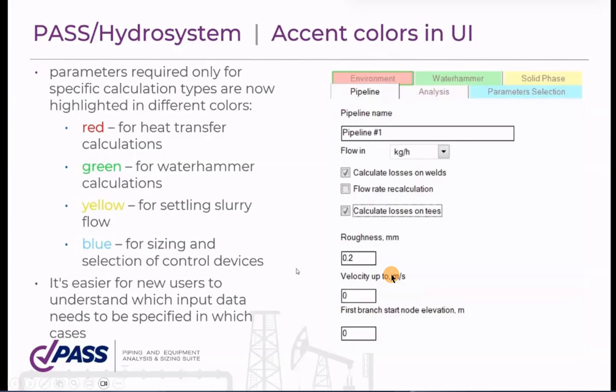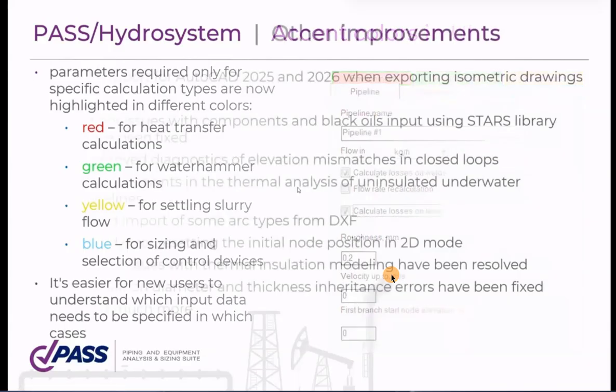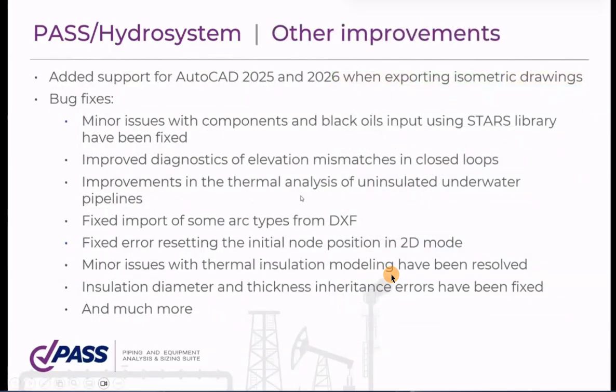So we hope that this will help new users to more easily understand which input data needs to be specified in different cases, for different calculations. And also in the latest version, HYDROSYSTEM 4.7, we have some other improvements. We have added support of the latest AutoCAD versions 2025 and 2026 for exporting isometric drawings. We made some bug fixes: some minor issues with components and black holes input have been fixed. We improved the diagnostics of elevation mismatches in closed-loop pipelines.